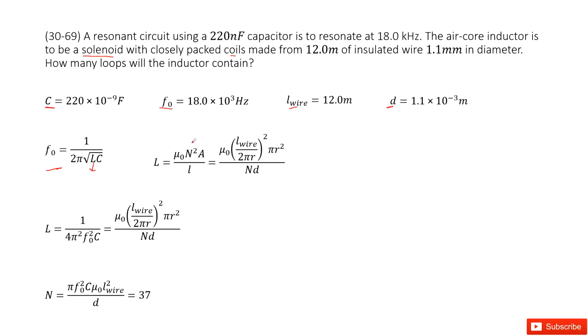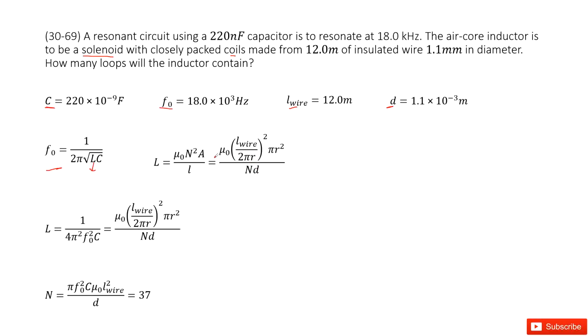So we have this equation. This is mu naught n squared A divided by l, right? And then this l is the length of the solenoid. So we can write it as the number of rounds, right? How many turns of these coils. So for each turn of coil, the distance is about the diameter. So the total length for the solenoid is N times d. d is the diameter for this coil.